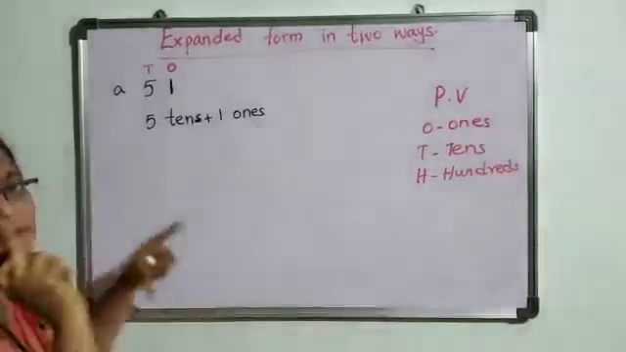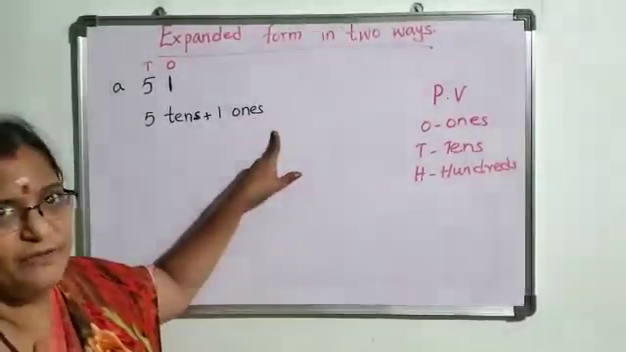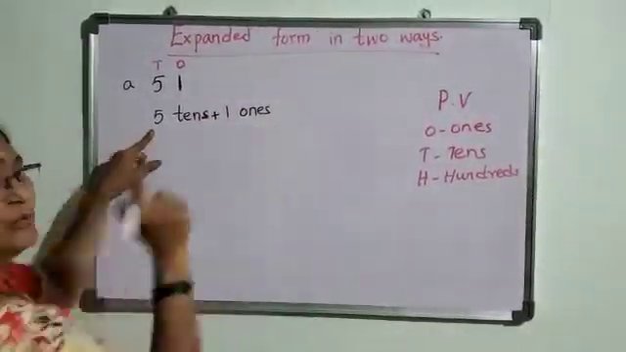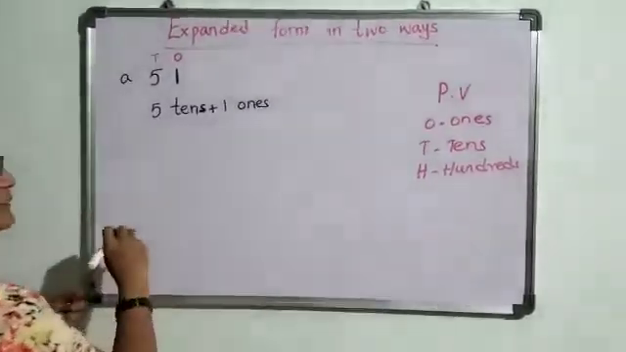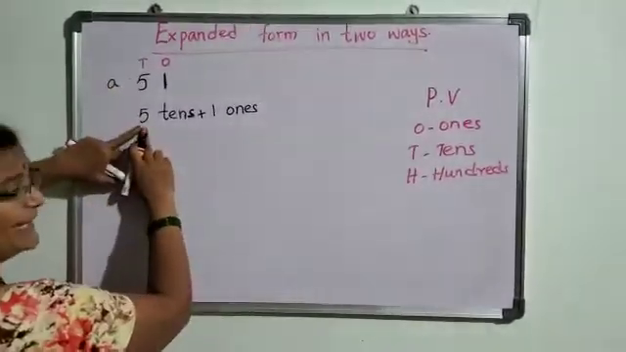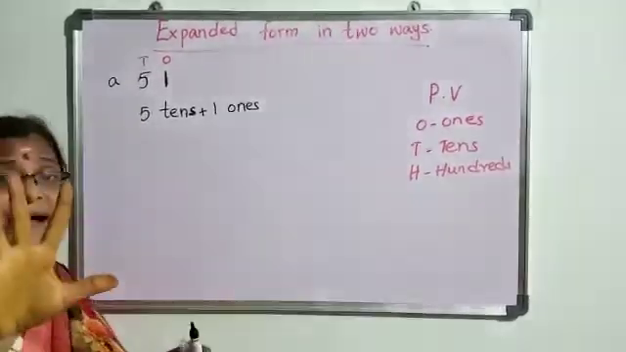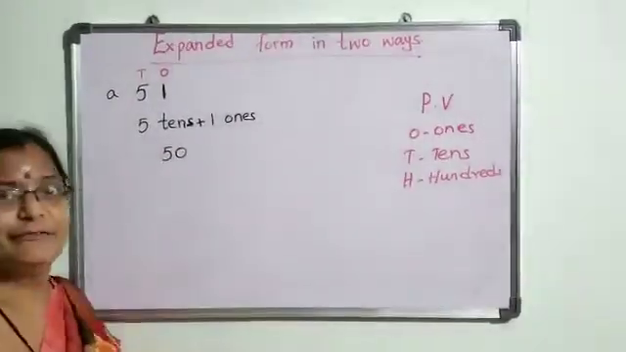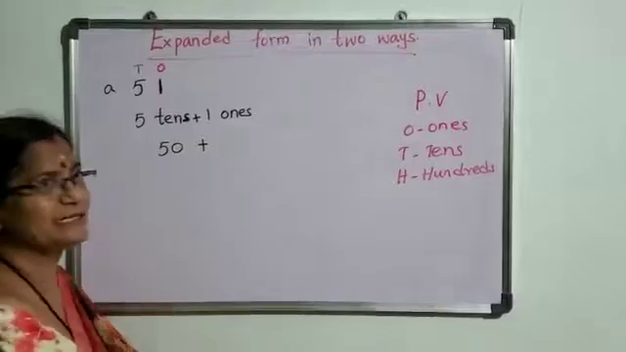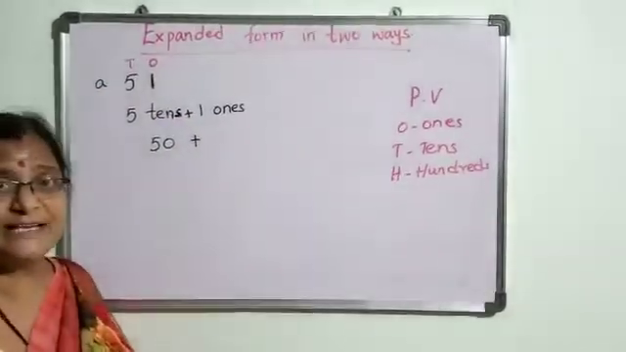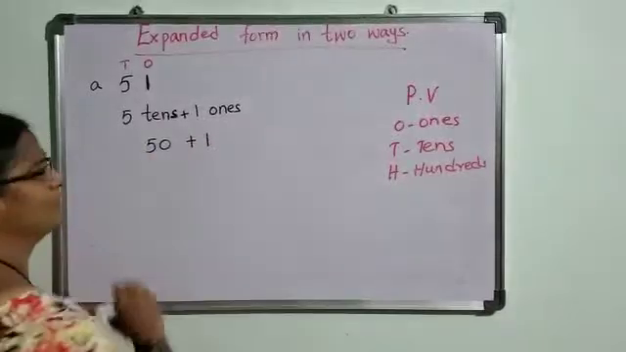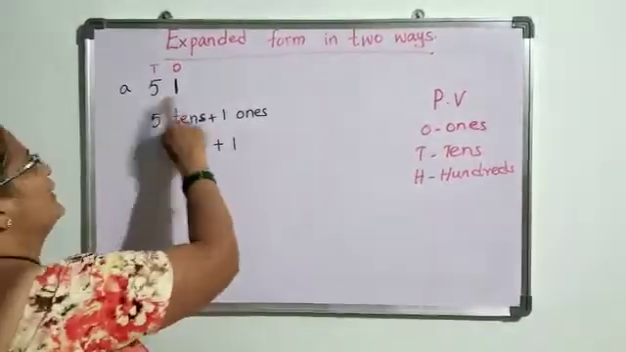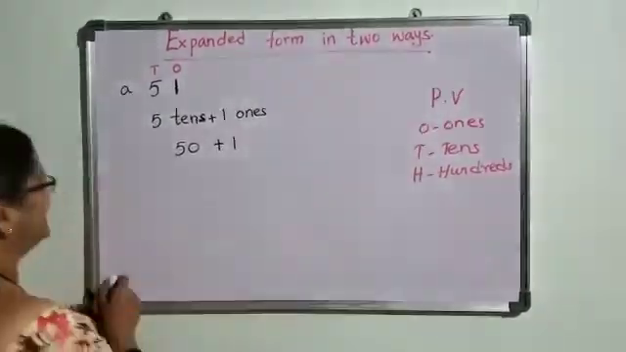So this is the first method, first way. I said, no, expanded form in two ways. So this is the first way. And second way. Now 5 is in which place? Tens place. Means 5 tens. How much? 50. 5 tens, 50. Plus, now 1 is in which place? Ones place. So, only 1. Got it? So, 50 plus 1, 51.